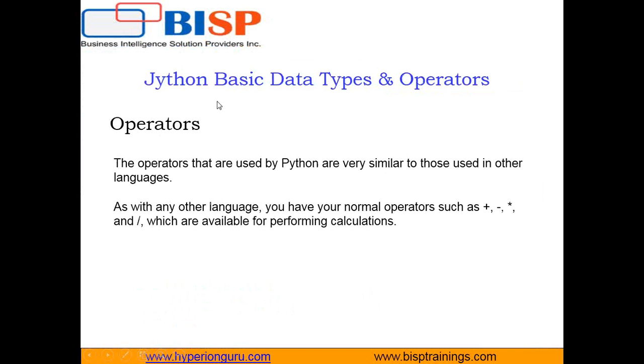Next, there are Jython basic data types and operators. As you know, operators work on operands, and the operators used by Jython are very similar to those we use in other languages. Like we have the plus operator, minus operator, multiply and divide, and they are available for performing the various calculations. Apart from this, we have other operators as well.